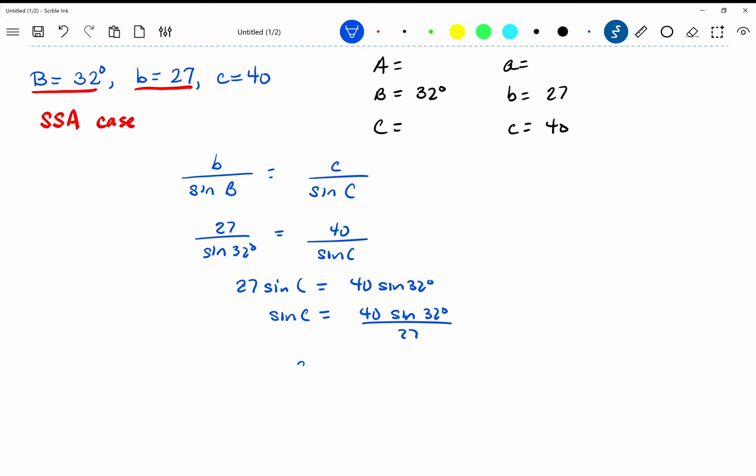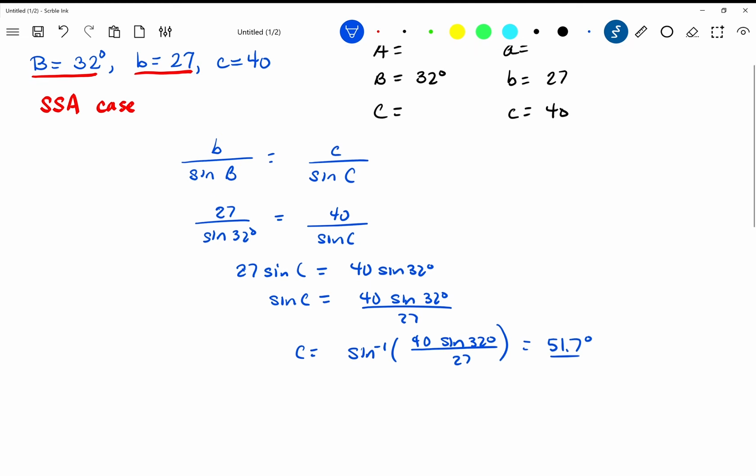And I'm just going to inverse sine that whole thing so we don't lose accuracy. What we get out of that is that angle C is equal to 51.7 degrees. Now, that looks like a perfectly fine answer, but what we do have to watch out for is that remember, there are two possibilities for a triangle angle if we're trying to solve for sine.